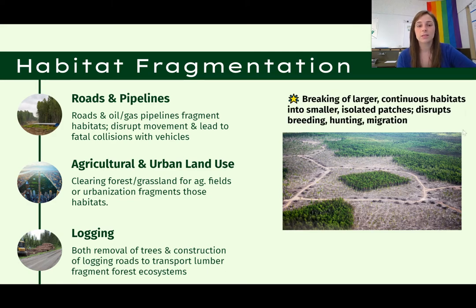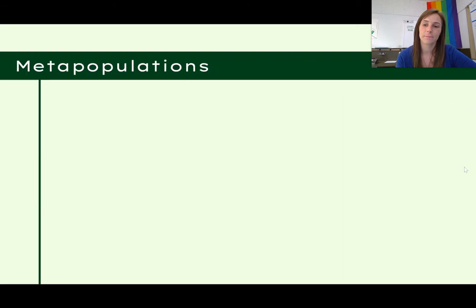Now, what happens with fragmentation is this is when we have it breaking up larger continuous habitats into smaller isolated patches. This is going to be disrupting the breeding, the hunting, and the migration of the species that live there.